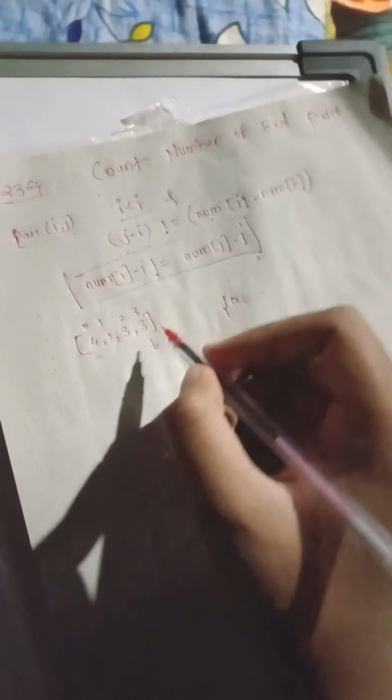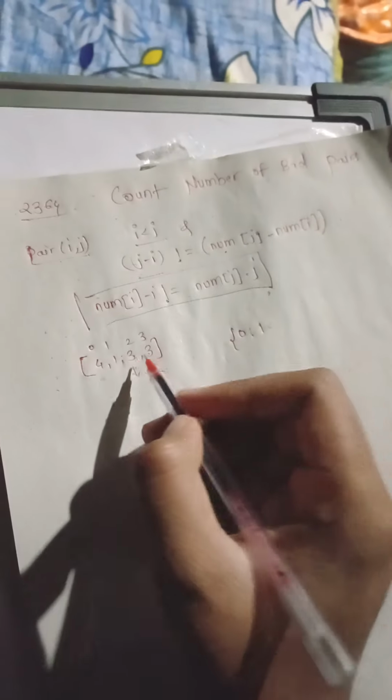So if I want to find the number of pairs, take one test case: 4 1 3 3. To find the number of bad pairs, I traverse from here, keep nums[i] minus index, and use a hash map over there. 3 minus 3 is 0, so I have found one element whose difference is 0, one time. If I come here, 3 minus 2 is 1.